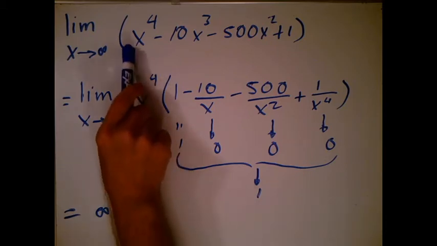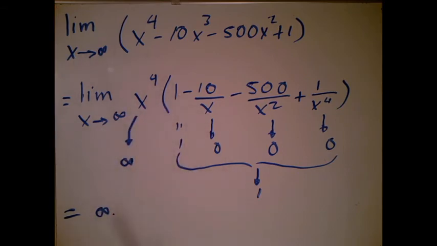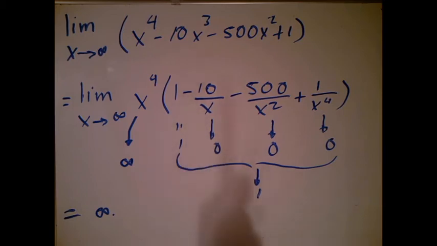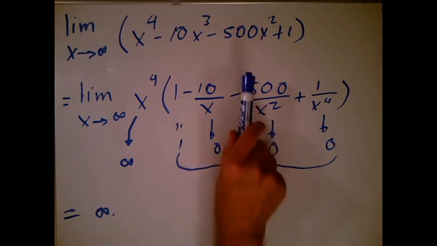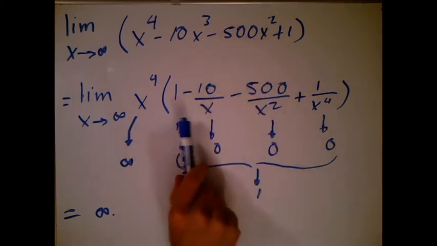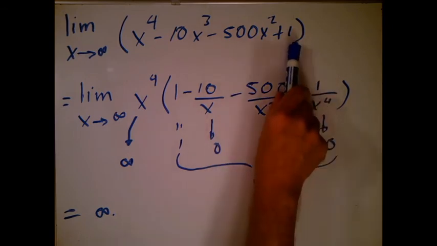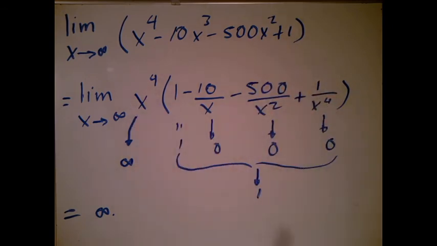So x to the fourth divided by x to the fourth is just 1. Minus 10x cubed divided by x to the fourth leaves me with 10 over x. Minus 500x squared over x to the fourth leaves me with minus 500 over x squared. If that troubles you, just multiply back through and you can see that it works. And then 1 divided by x to the fourth is just 1 over x to the fourth.